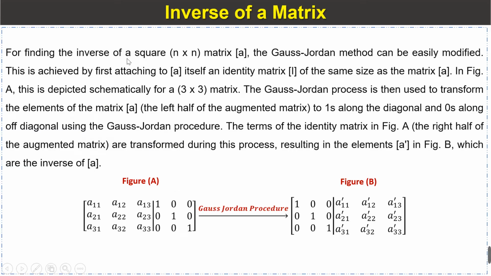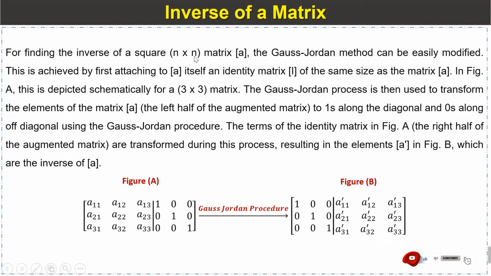Okay, so for finding the inverse of a square matrix A of order n cross n, the Gauss-Jordan method can be easily modified. In an earlier lecture we studied the Gauss-Jordan method, what the Gauss-Jordan method is, and we also solved an example related to it. I will provide the link in the video description of the Gauss-Jordan method to solve a system of linear equations. Okay, you can watch. But in this lecture, we will find the inverse of a matrix using the Gauss-Jordan elimination method.